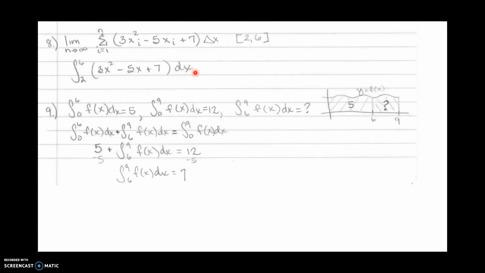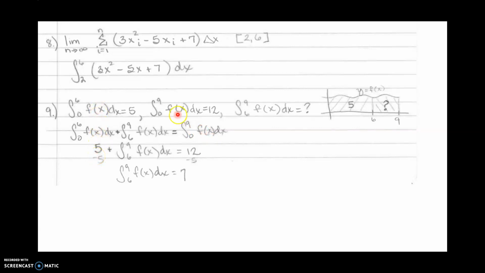All right, then for number 9. Number 9 says the integration from 0 to 6 of a function is 5, and the integration from 0 to 9 is 12. So find the integration from 6 to 9. Okay, well, here's what we're saying. If we want to know the integration, the area under the curve from 0 to 9, it would just be the area from 0 to 6 plus the area from 6 to 9. That would give us the area from 0 to 9, right? So we can say that the area from 0 to 6 plus the area from 6 to 9 equals the area from 0 to 9. And they told us the area from 0 to 6 was 5.